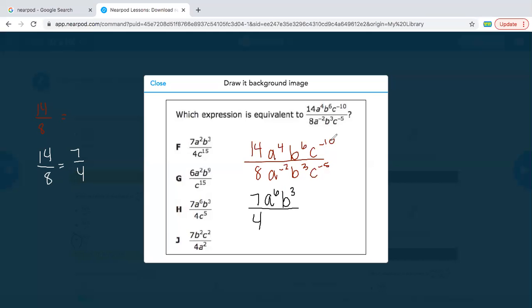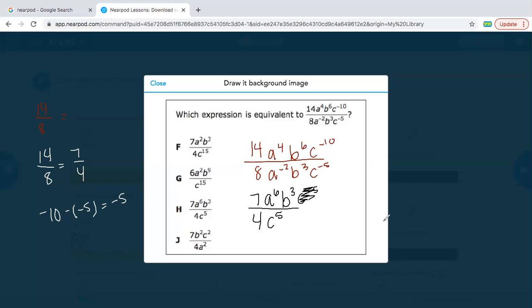C to the power negative 10 over c to the power negative 5. Negative 10 minus negative 5 is negative 5. My suggestion is just use a calculator. Okay, that's negative 5. So if that's c to the power negative 5, do I want a negative exponent? No, so where should this go? In the denominator, the bottom. So that'll be c to the power of 5 on the bottom.